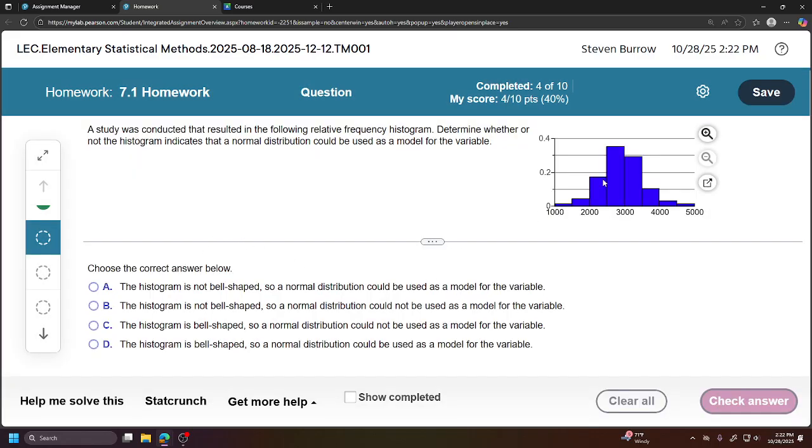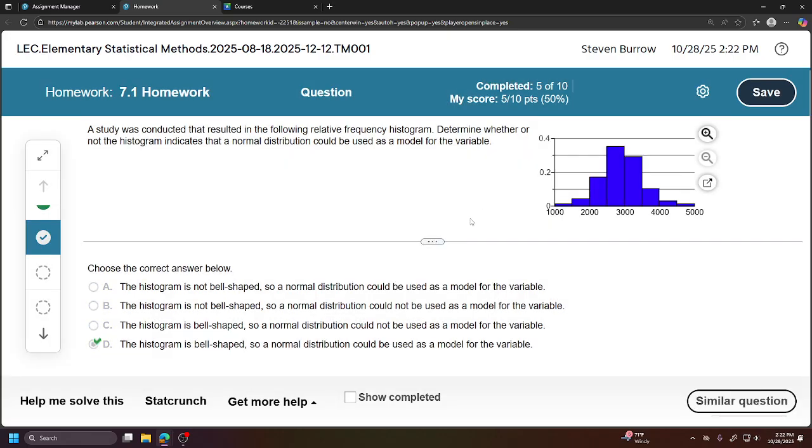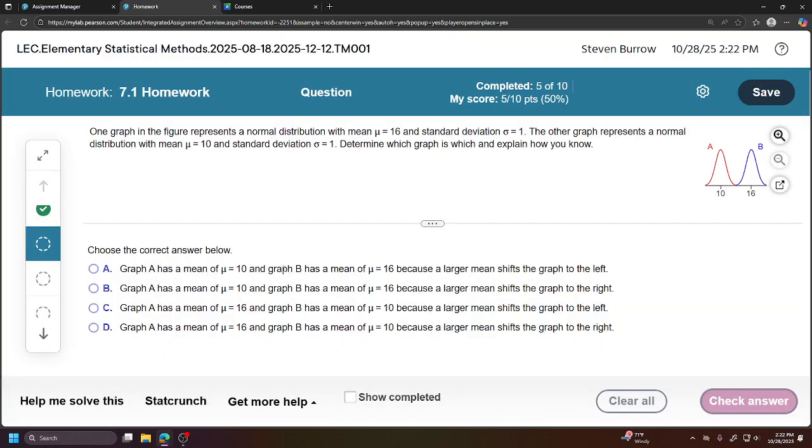Okay. Does that look like it could be a bell curve? Yeah. Woohoo! That was the whole problem. I love doing this with you guys. We got a couple left. Let's see what else we got here. And you're here with me for another few more minutes, right?